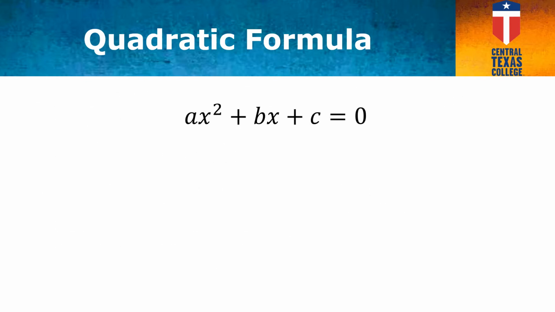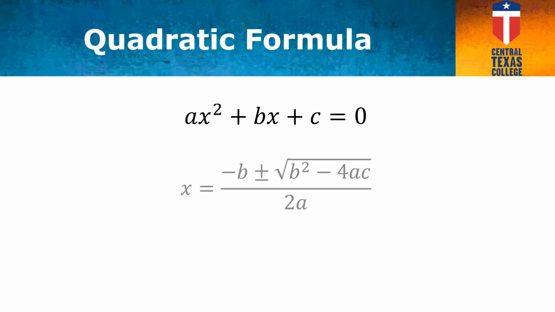Let's take a look at the standard quadratic equation ax squared plus bx plus c equals 0. The quadratic formula tells us that x is equal to negative b plus or minus the square root of b squared minus 4ac, all over 2a.